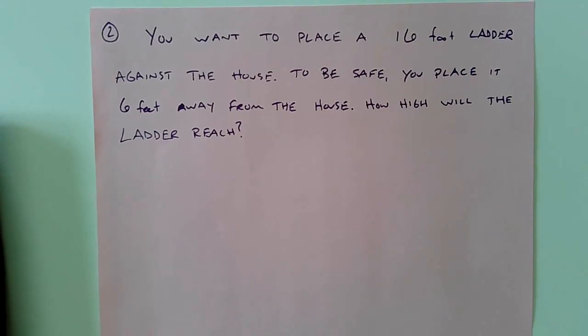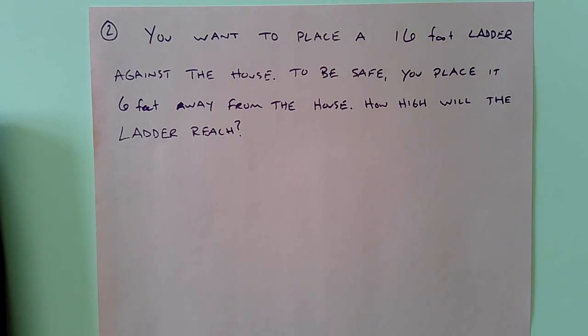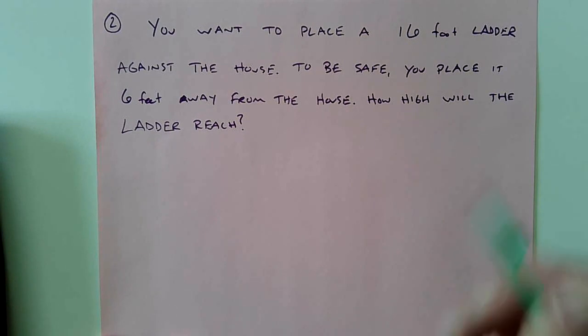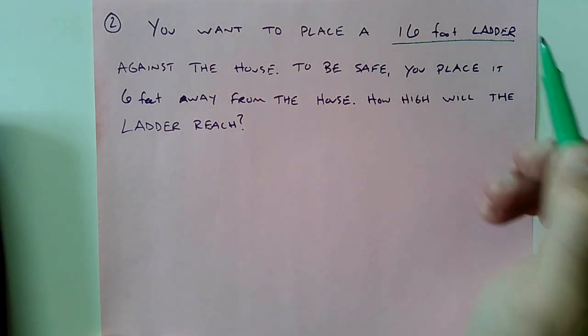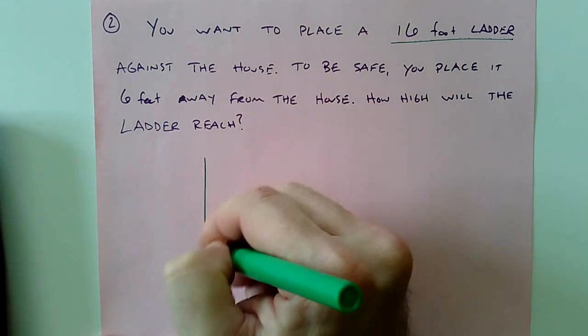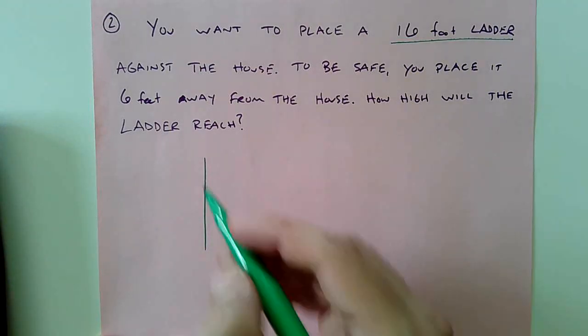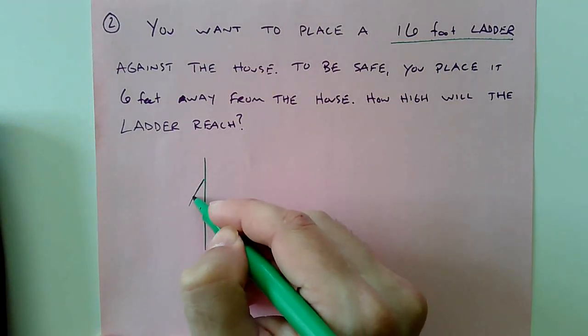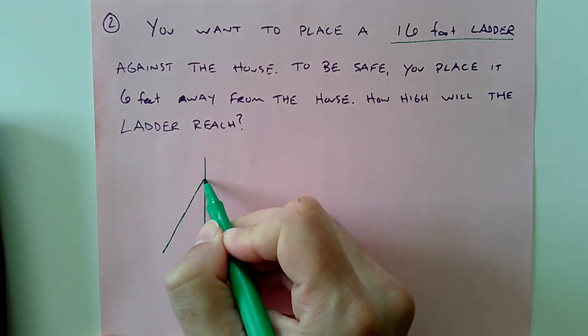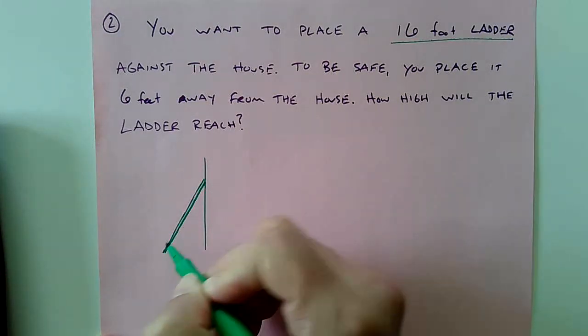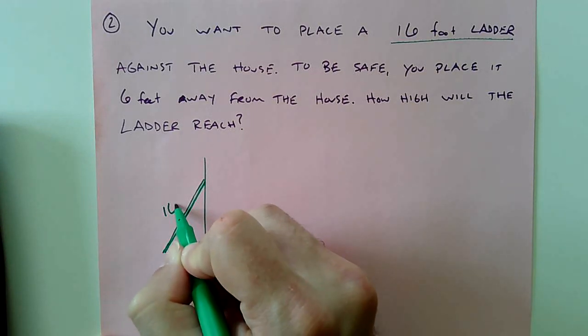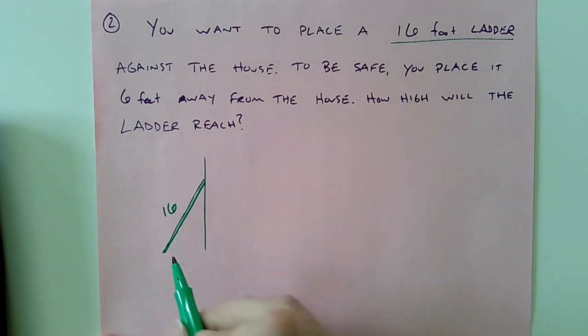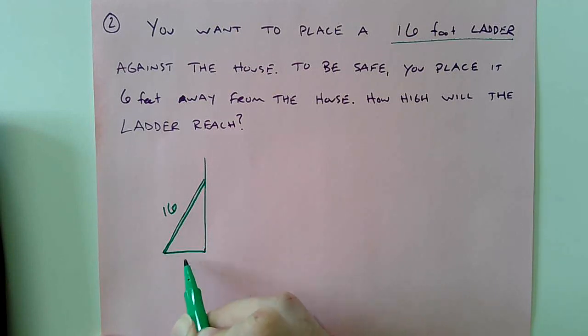So let's go ahead and read this one. It says, you want to place a 16-foot ladder against the house. To be safe, you place it 6 feet away from the house and lean it up. How high will the ladder reach? All right, I'm going to draw my picture. Think that's my house, and my ladder is being leaned up against that house. So this is my ladder. The ladder is 16 feet. And they told us it's placed how far away from the house?